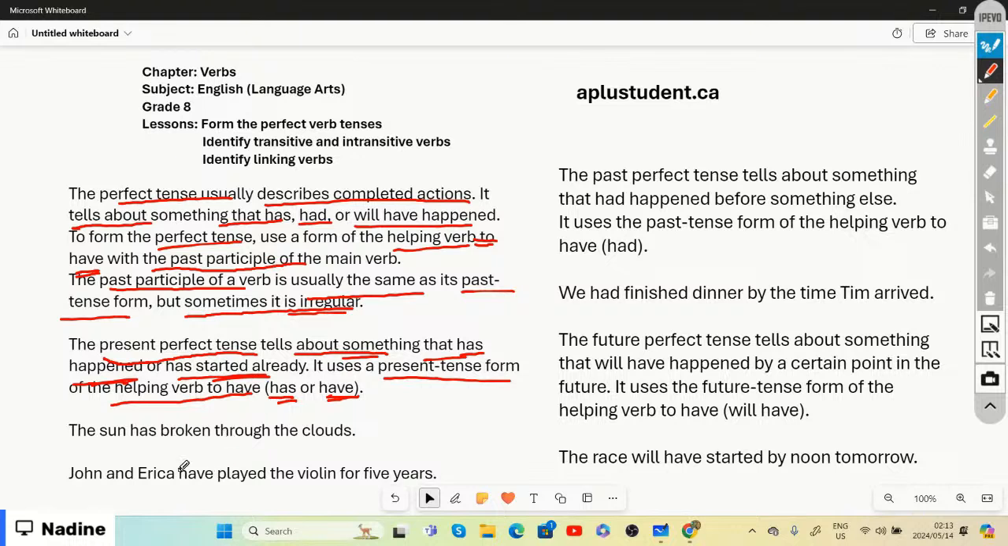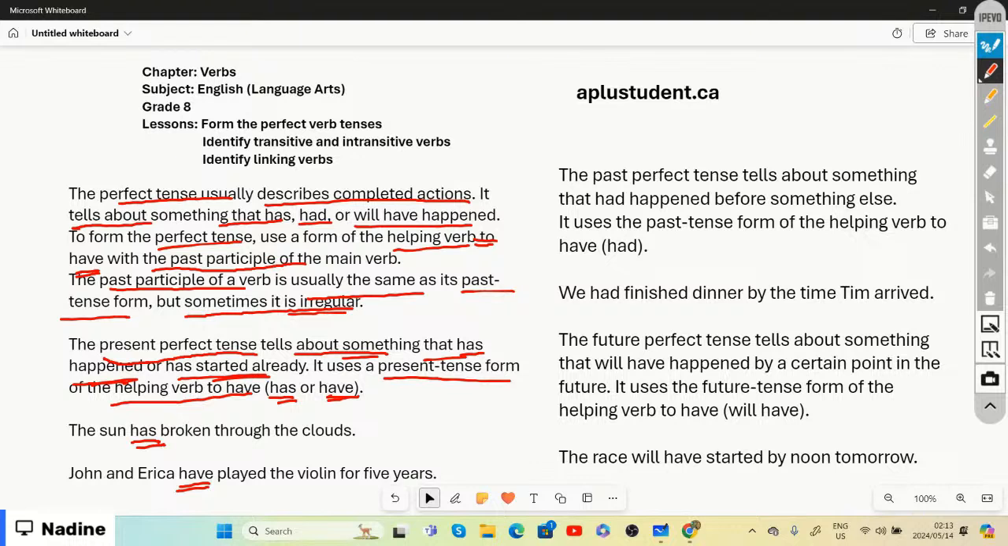All right. And an example of the present perfect tense says, the sun has. Remember, we're either using the helping verb has or have. So we can say, the sun has broken through the clouds. And if you look at another example, we can say, John and Erica have played the violin for 5 years.